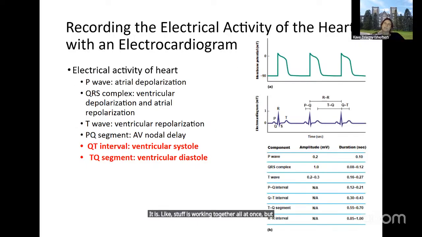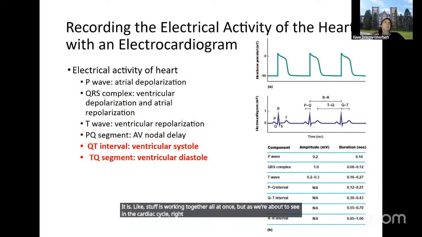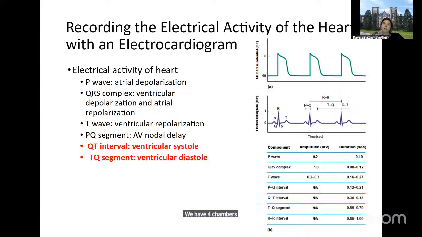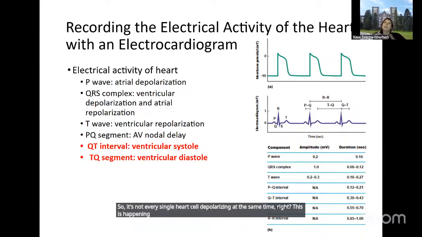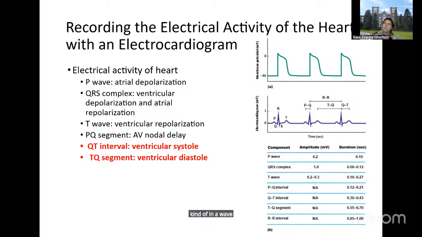But as we're about to see in the cardiac cycle, we have four chambers of the heart, right? We want blood to go from the atria to the ventricles. You saw that when you were looking at the order of blood flow in the cardiac anatomy piece, right? So it's not every single heart cell depolarizing at the same time. This is happening in a wave through the heart in a specific order.